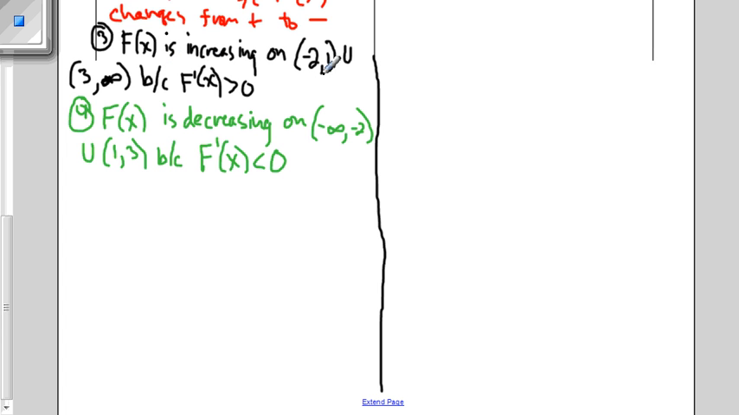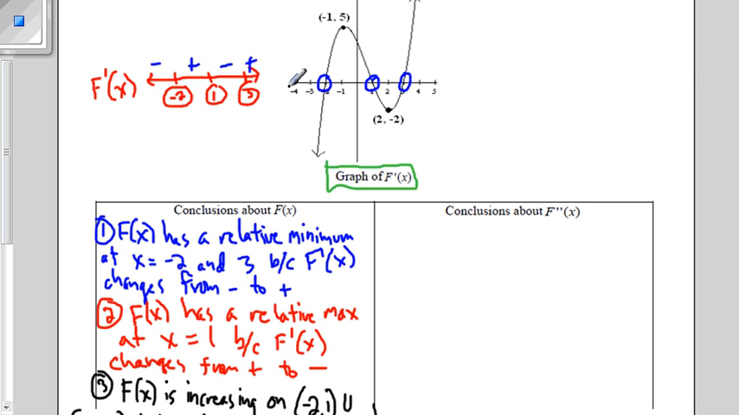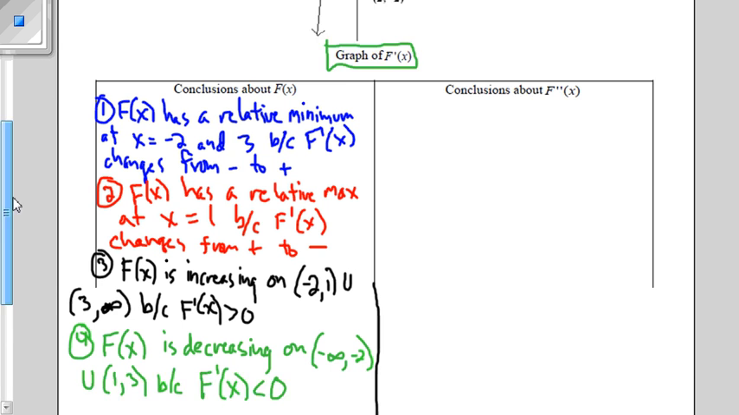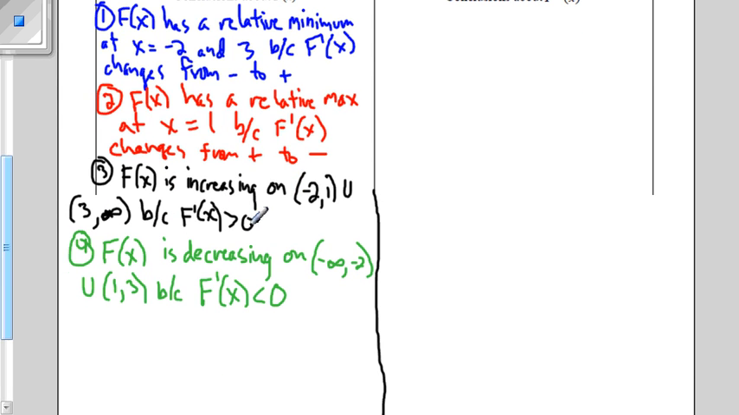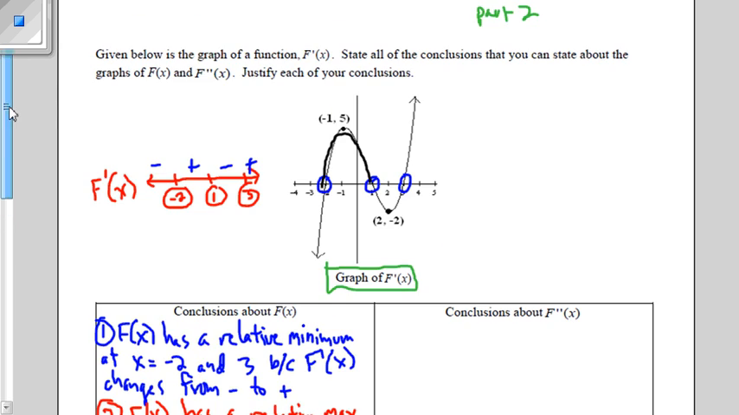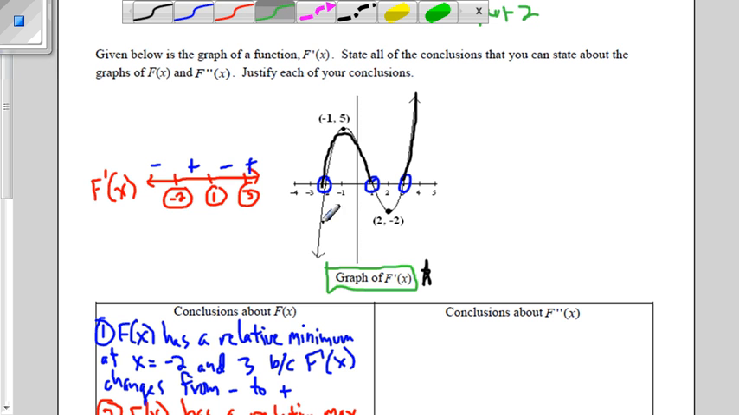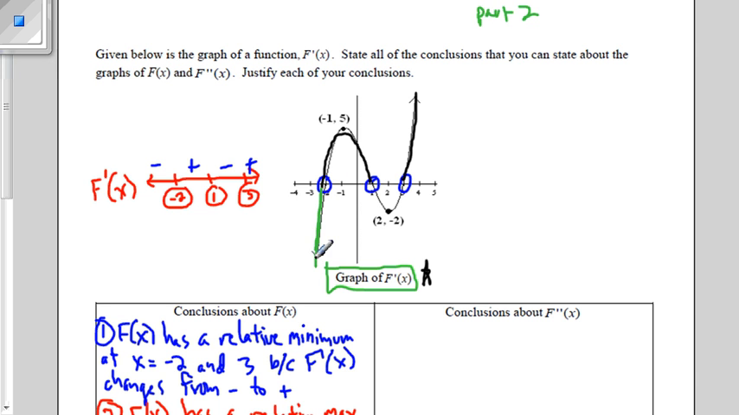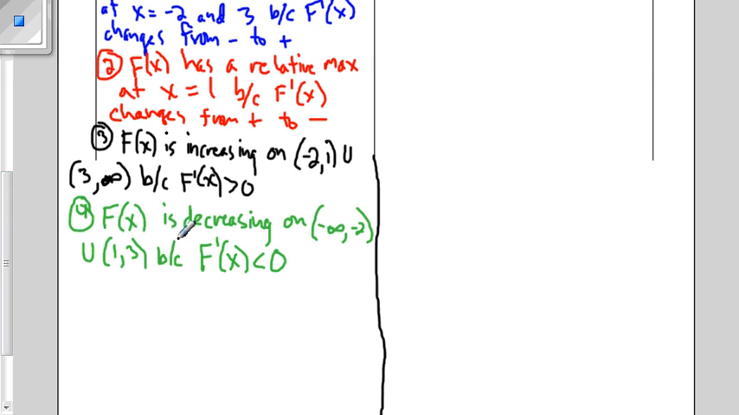Okay, the next two conclusions about the original function. The original function is going to be increasing on the interval from -2 to 1. Why? Because the derivative's positive. And it's going to be increasing on the interval from 3 to +infinity. Why? Because the derivative is positive. And then we also know that it's going to be decreasing on the interval from -infinity to -2, union with 1 to 3. Why is that true? Because the derivative is negative.